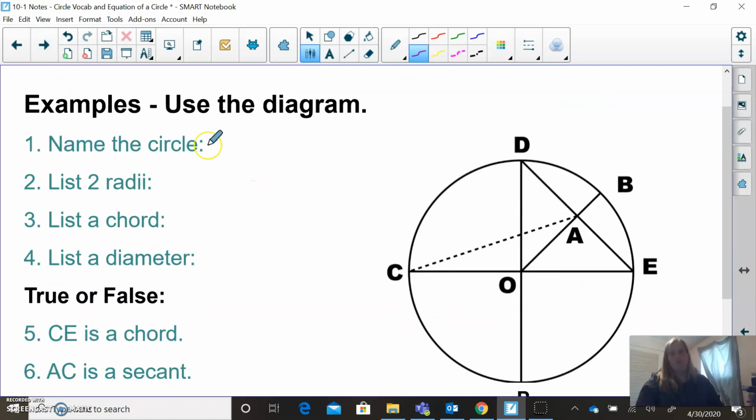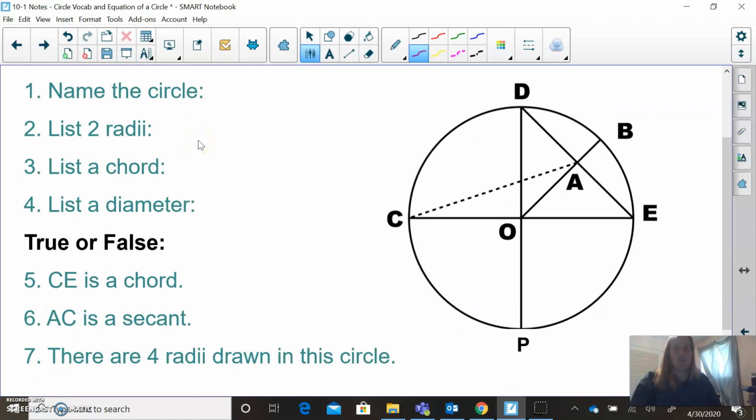So, name the circle. If you look over here, make sure you draw the diagram. Name the circle. This is circle. I can spell circle.